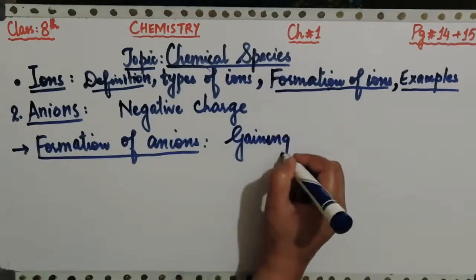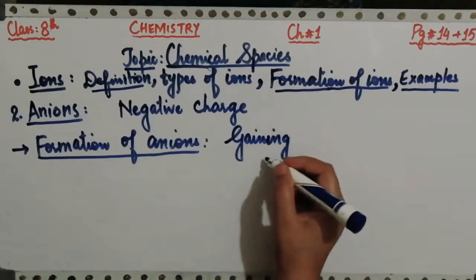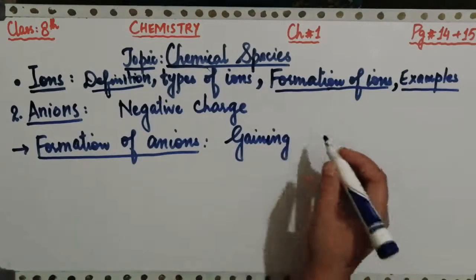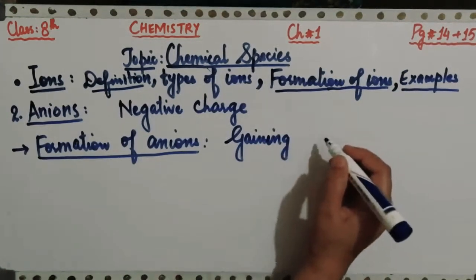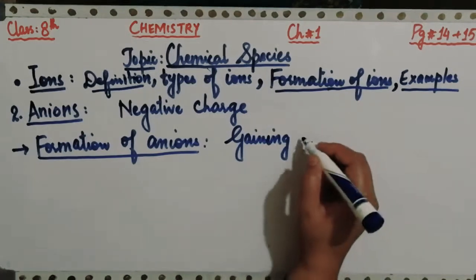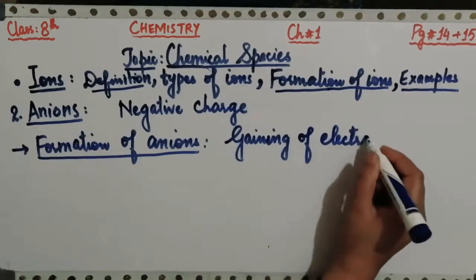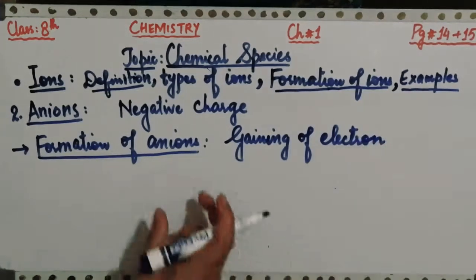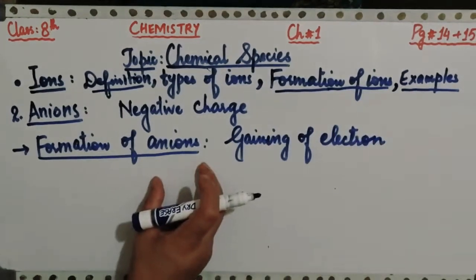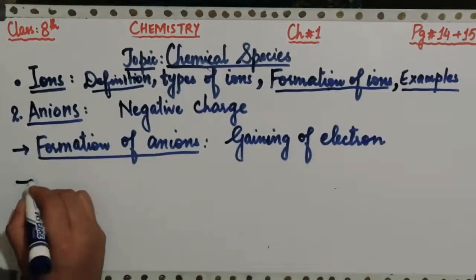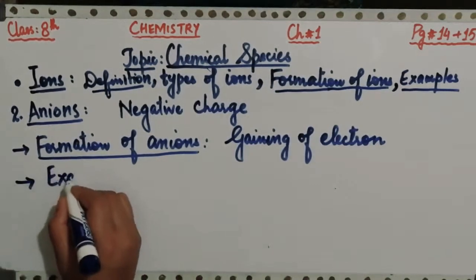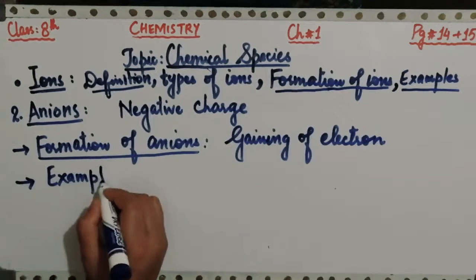When an electron is gained by or accepted by an atom, it becomes an anion. So gaining of electrons in an atom is basically referred to as forming anions. For this purpose you need some examples. And what are the most common examples?